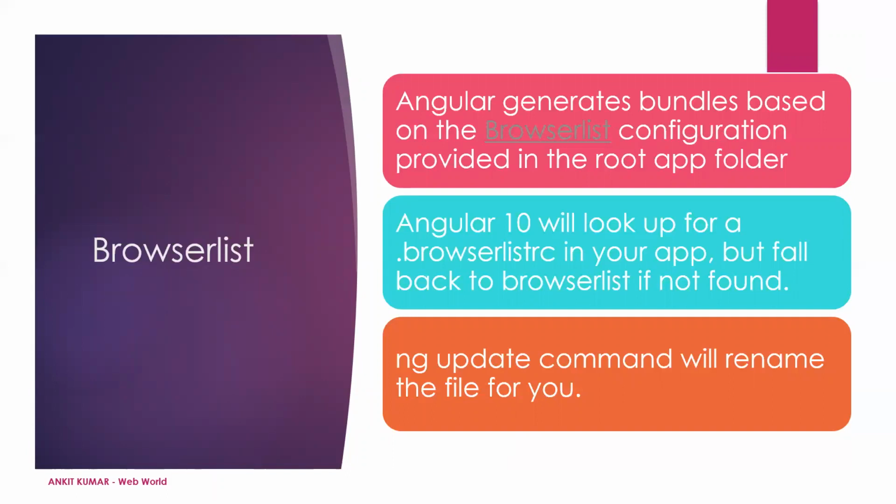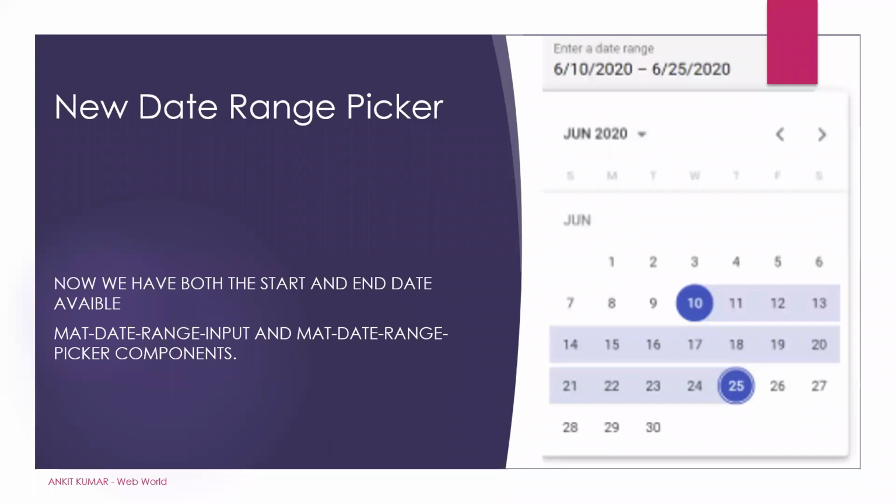So basically the browsers supported will only be the ones named in your browserslist configuration file. Now one major change that happened from the Angular Material side is that the new date range picker has been introduced.